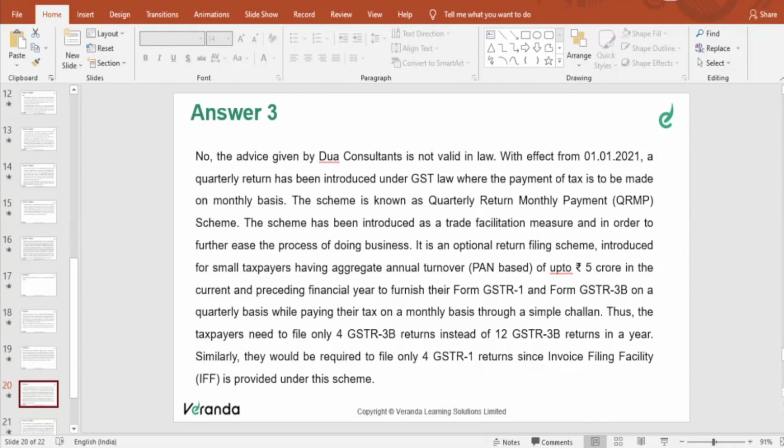Okay. Anybody else would like to pitch in as well? Guys? Sir, no, sir, because it is given that aggregate annual turnover is based on PAN.